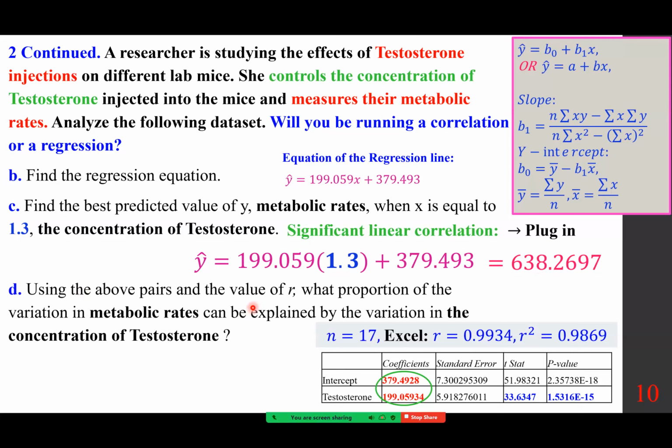Finally, using the above pairs and the value of R, what proportion of the variation in metabolic rates can be explained by the variation in the concentration of testosterone? In general, the value is R squared, everybody. So R squared is the answer. The proportion of the variation in Y that can be explained by X is R squared, which is this number, or 98.69%.